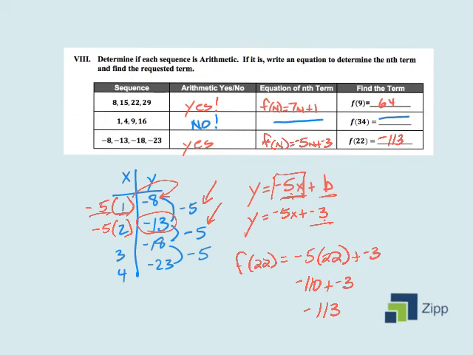Now I've got my equation. This is in slope-intercept form. I write it in function notation. F of n equals negative 5n plus negative 3. And then I use that equation to put in the 22, or the value that's asked for, and I determine the outcome.